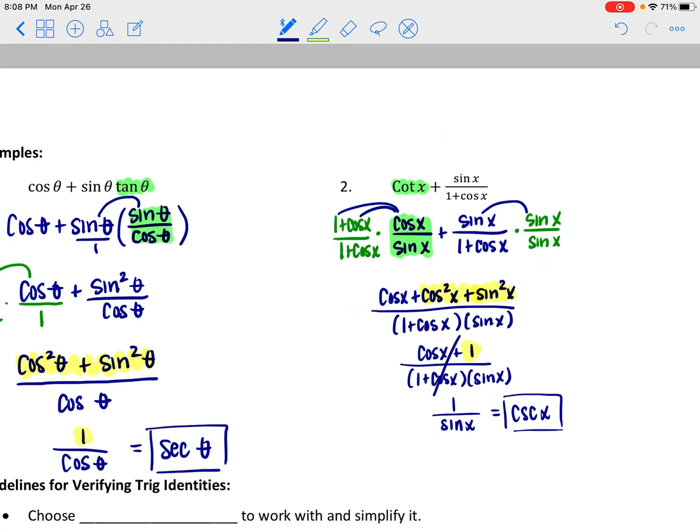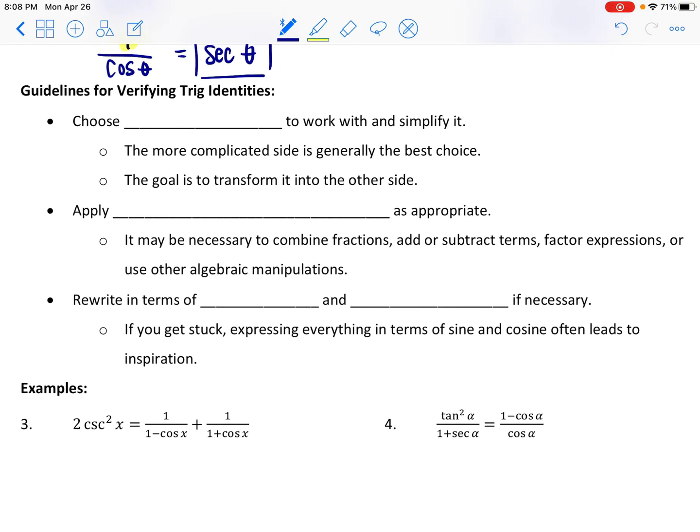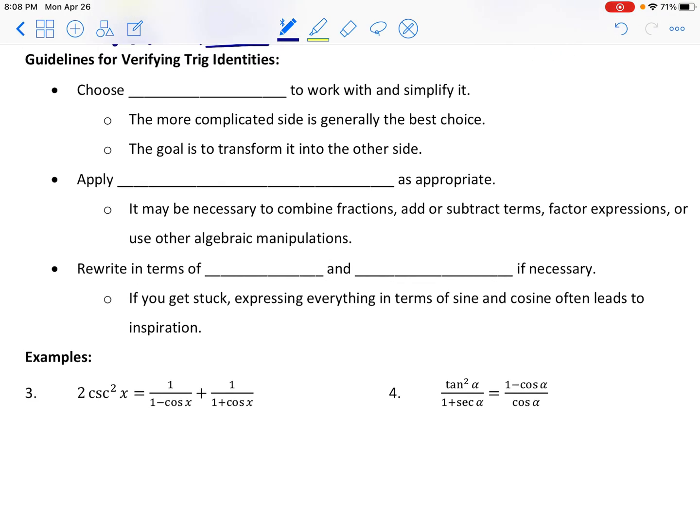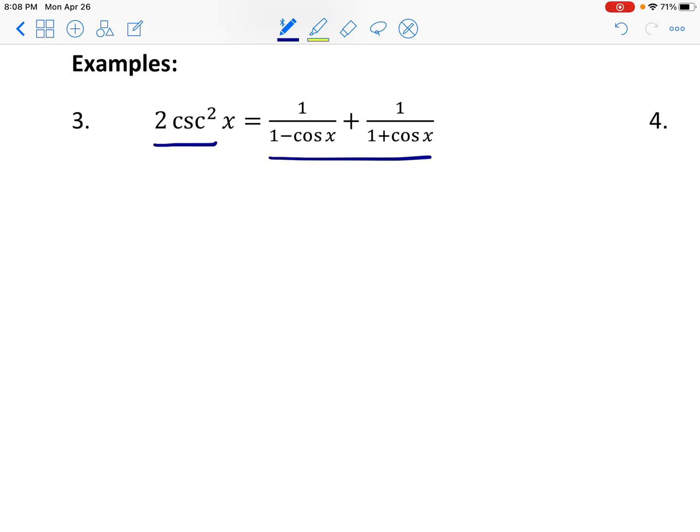Okay? So there's a couple, and we're going to work on this some more, but in a different process where we're going to be verifying trig identities. So when we're verifying, what you're given is two sides that they're already saying, hey, these two things are equal. What we want you to do is simplify one side down so that it looks like the other side to verify that they're actually the same.